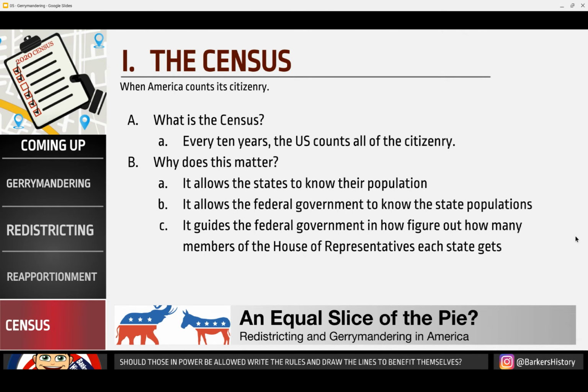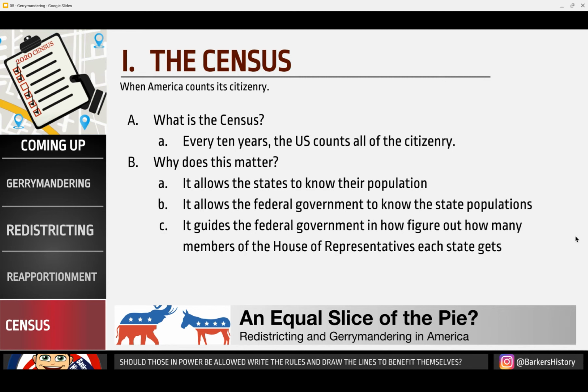So to understand gerrymandering, we have to go all the way back to something called the census. When the founders are creating the Constitution, they set aside a date every 10 years where the United States is going to actually count up everybody who lives in the United States. So every 10 years, the government goes from door to door and counts the citizenry. And this is called the census.